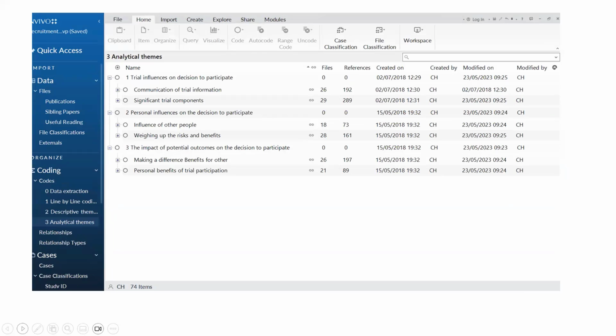Again, the team met to generate analytical themes that better presented the story of that decision-making process, which was more complex and moved beyond the barriers and facilitators to taking part. This included 3 broad themes with sub-themes, and what you see here in NVivo is how we presented the findings in the published report.